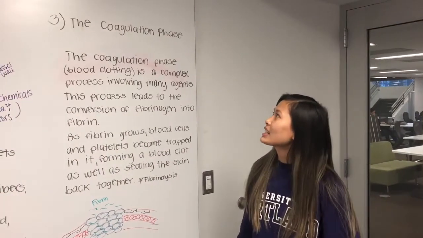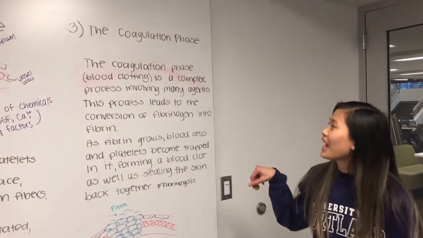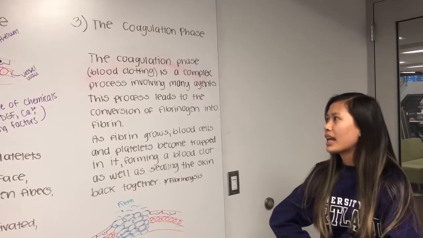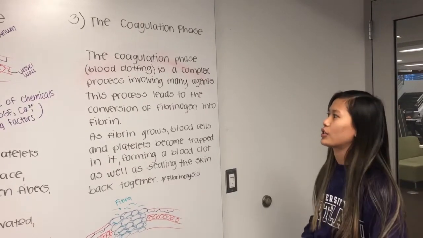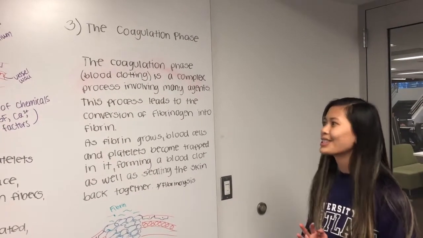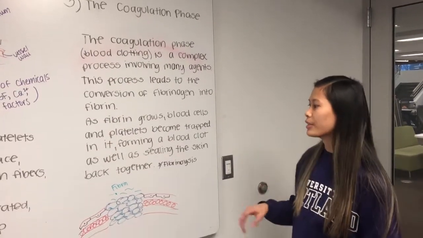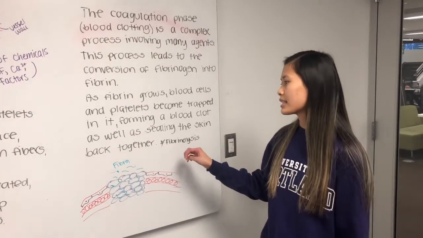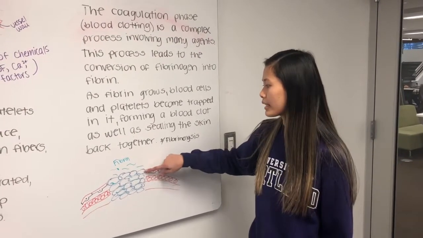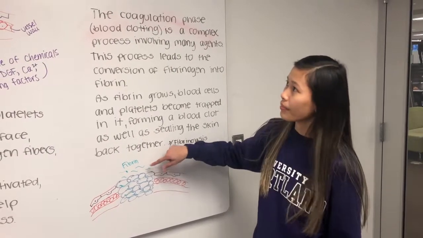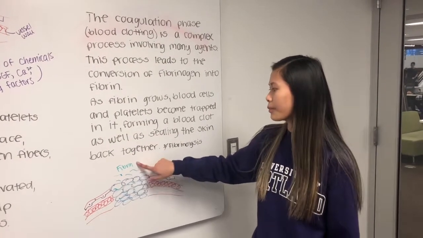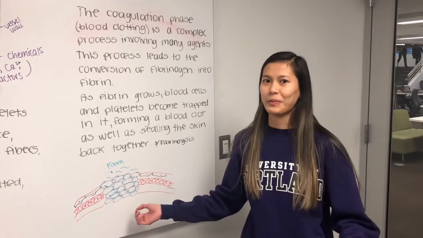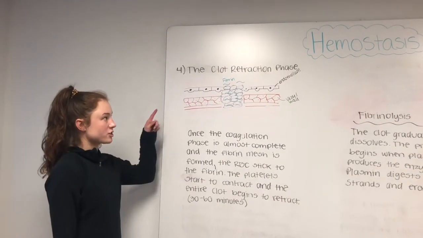So the third phase is the coagulation phase. The coagulation phase, or blood clotting, is a complex process involving many agents, and this process leads to the conversion of fibrinogen into fibrin. And as fibrin grows, blood cells and platelets become trapped in it, forming a blood clot, as well as sealing the skin back together. So these are the platelets that cause the platelet plug, but with the presence of fibrin, they help seal the skin back together.